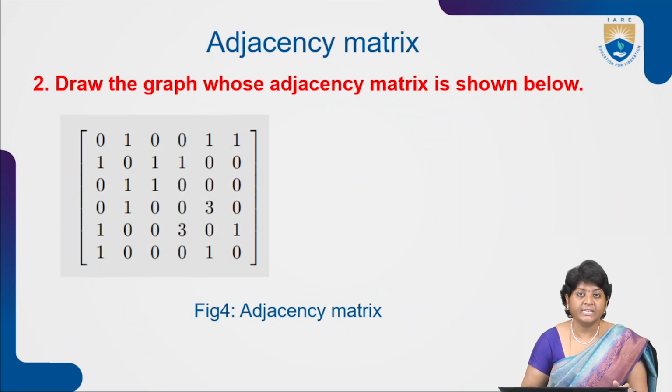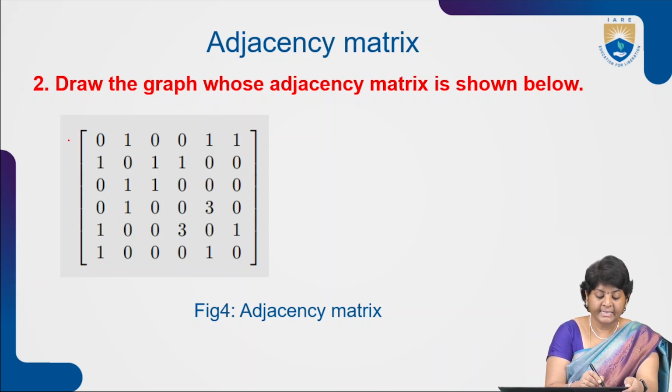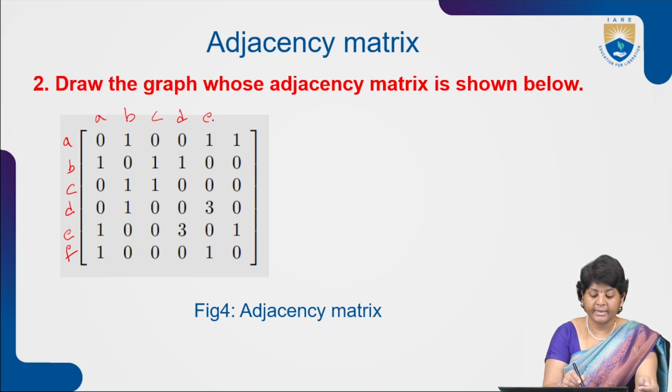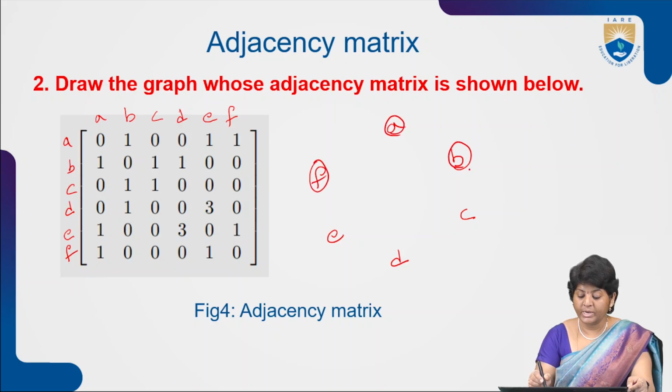And now the next concept is, they will give an adjacency matrix and they will ask us to draw the graph. How will we draw the graph? Please look here. I will mark the vertices A, B, C, D, E, F. Similarly, A, B, C, D, E, F. Now we will plot the graph. So I am taking 6 vertices as given in the adjacency matrix.